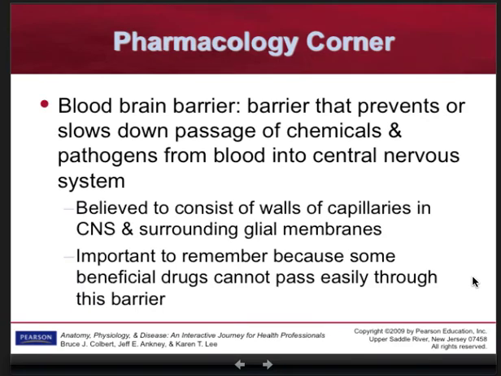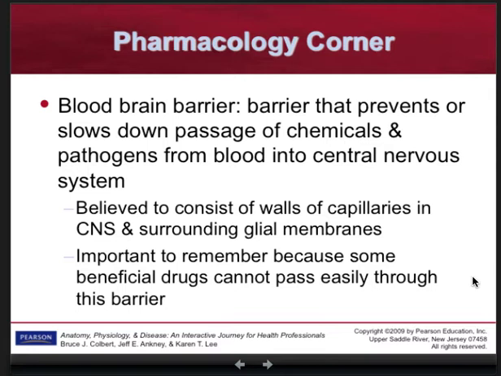One of the things you want to be aware of when we're talking about administering medications to modulate the function of the nervous system is something called the blood-brain barrier. This prevents or slows down the passages of chemicals and pathogens from the blood into the central nervous system.